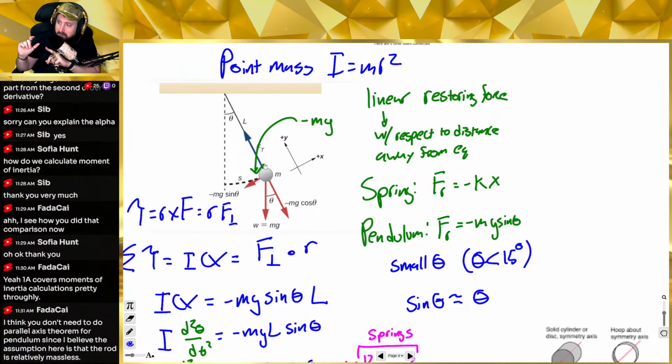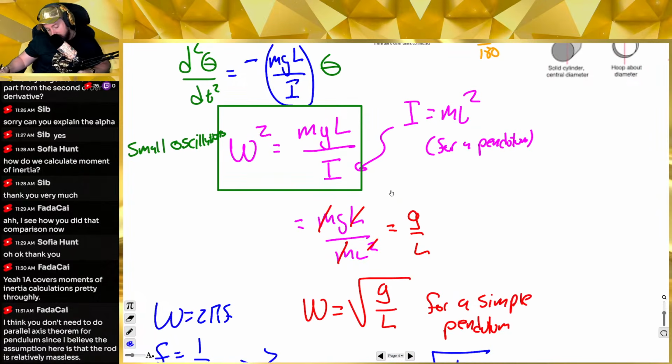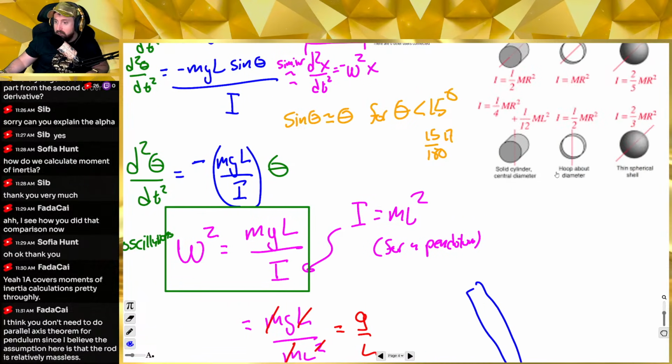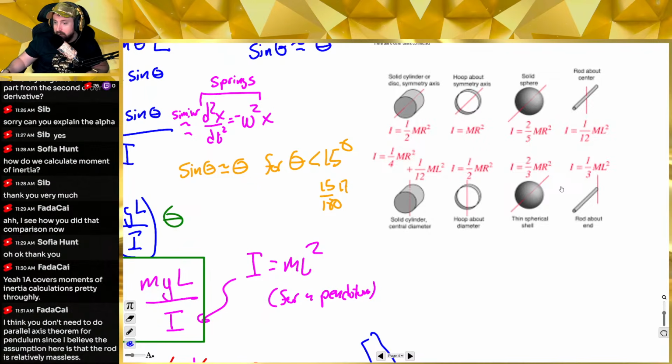We assume that the mass of the string or the rod that's holding that mass up is basically 0. But you could also find it if it was a non-massless rod. Let's say, for instance, instead of having just a string attached to a mass, you had a rectangular thing that was spinning around. This would have a moment of inertia, and it would be 1/3 m L squared.